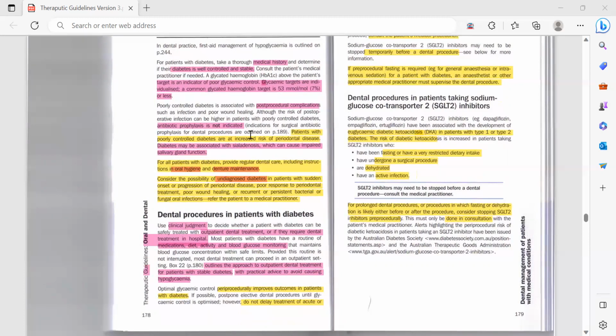Patients with poorly controlled diabetes are at increased risk of periodontal disease. Okay, so a diabetic patient has a higher risk of periodontal disease. Why? Because diabetes causes inflammation of the organs, right? And gum inflammation is also one of the symptoms. When the level of sugar in our blood is higher, more bacteria can survive and thrive on that, and that would make our gums unhealthy.